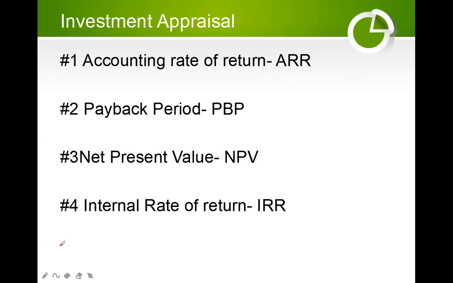Let's say we want to construct a dam. Okay, we cannot just, remember, resources are very limited. When resources are limited, it means we need to use those resources wisely. So we are supposed to determine whether the project will be feasible or will be profitable before we invest the money into that project. So we have a lot of methods that we can use to assess whether the project will be viable or will not be viable. So we call this investment appraisal.